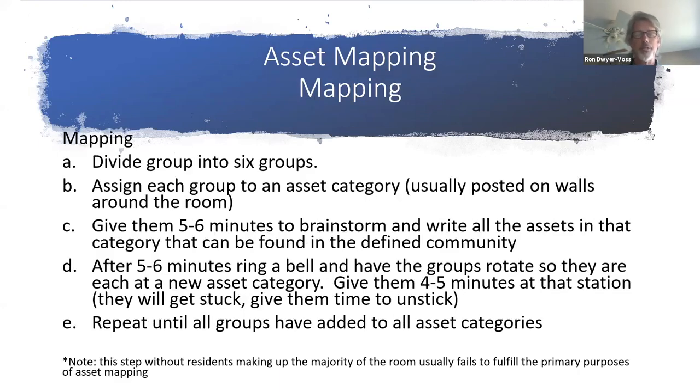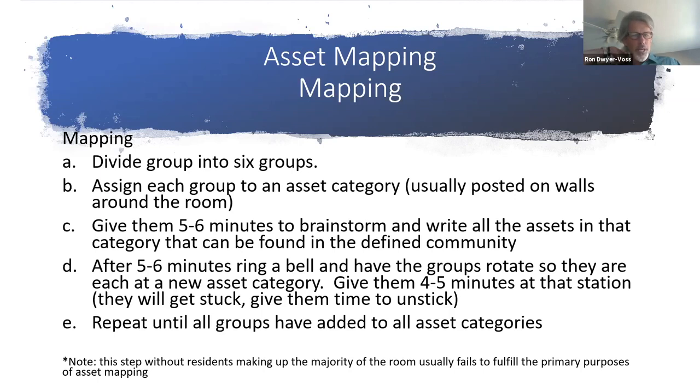The way that I usually do this is I divide people into 6 groups and assign each group an asset category. I usually have the asset categories on large flip charts around the room. There'll be a flip chart that says individuals, one that says associations, one that says institutions, one that says physical assets, one that says local economy, and one that says culture and stories. They're spread around the room, and I have each group go to one of those categories. I'll say, take the next 5 or 6 minutes as a group to write all the assets in that category that can be found in the defined boundaries that we just talked about.